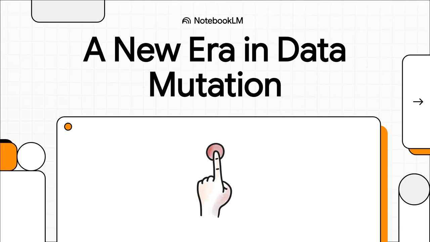All right, let's dive into something that's honestly a huge deal for anyone building with Next.js. We're talking about a brand new way to handle data mutation in the app router. It's a massive paradigm shift, a real game changer. So let's break it down.